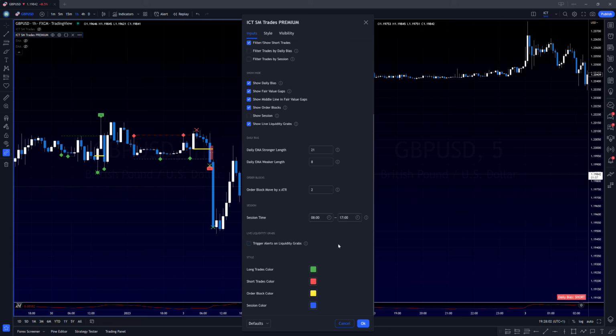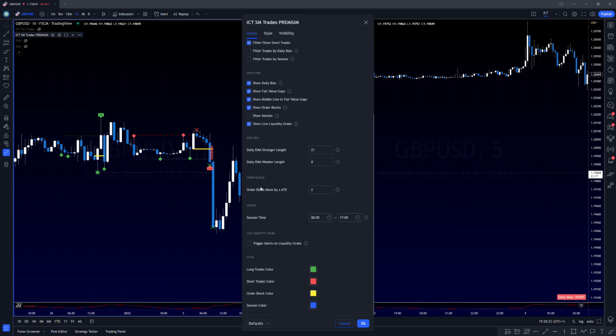So I can uncheck it, and these are the styles of long trades, short trades, order block color, and session color. This is the session by New York time zone, and that's it.